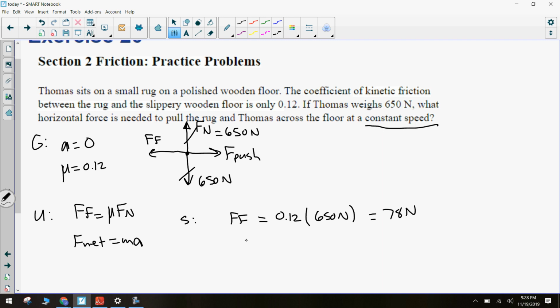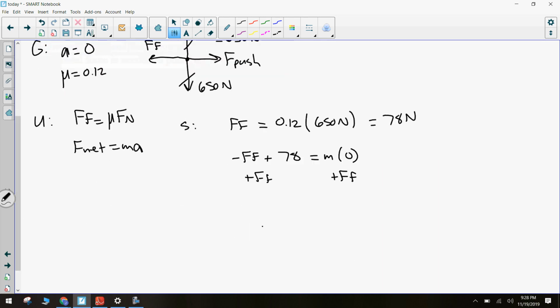The force of friction is going to the left. The push I drew to the right, so I put a positive, equals the mass, which I don't know, but the acceleration is 0. So it really doesn't matter. So I add the force of friction again to both sides. And what we come up with is that the force of friction is equal to 78 newtons.